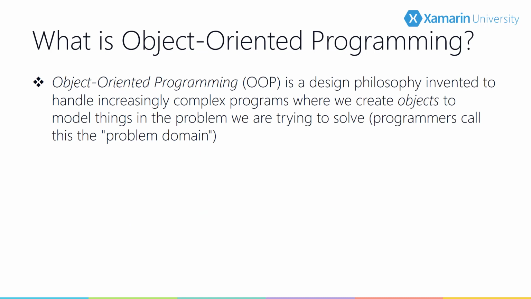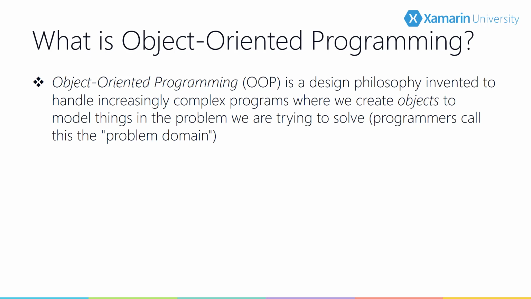So what exactly is object-oriented programming? Pretty simply put, object-oriented programming is a design philosophy that was created so that we can handle building complex programs. And it's structured around this idea of creating objects that represent things in the real world because that makes sense to us as human beings.